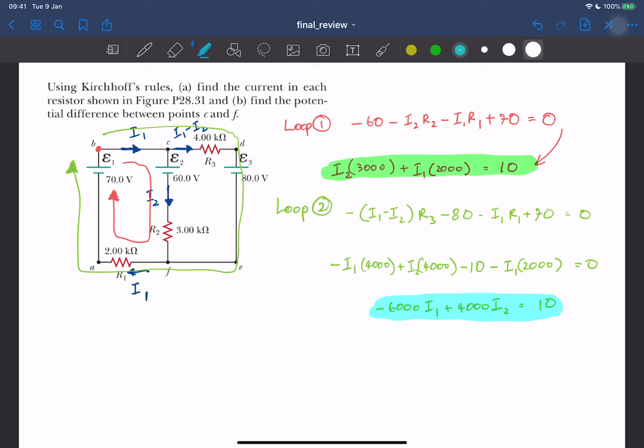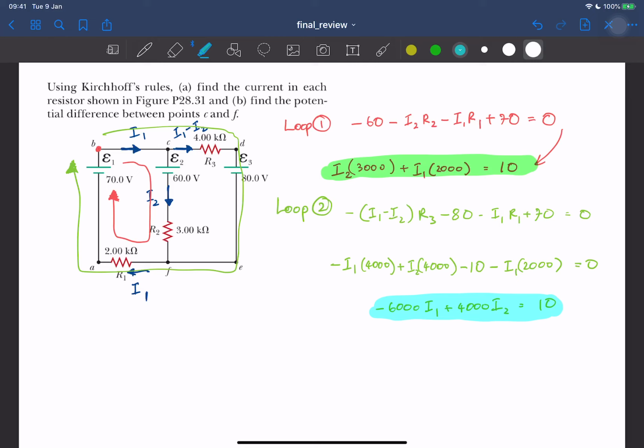So your task here is just to solve for I1 and I2, which I'm not going to do because it's just mathematics. So you can do that later.